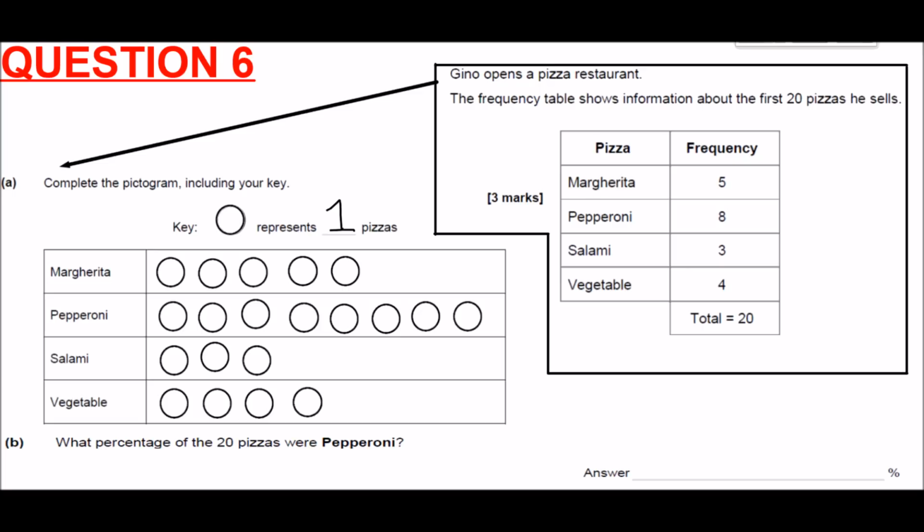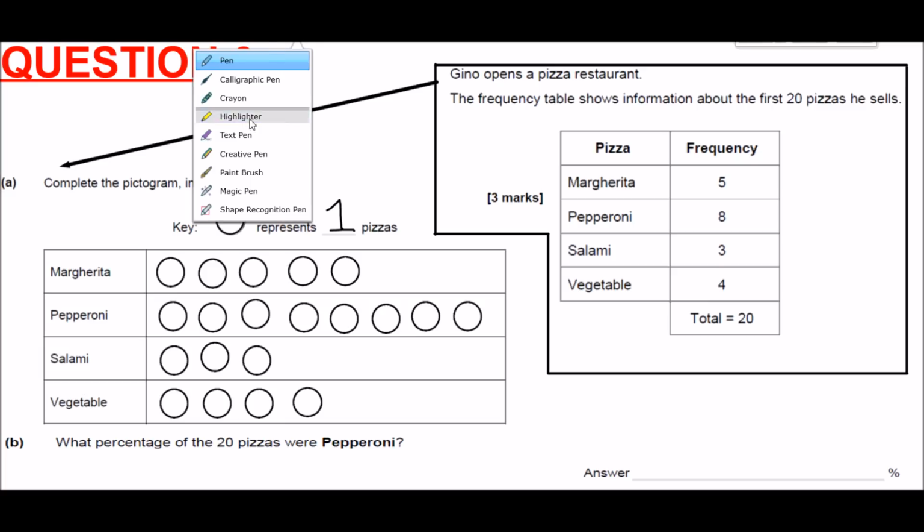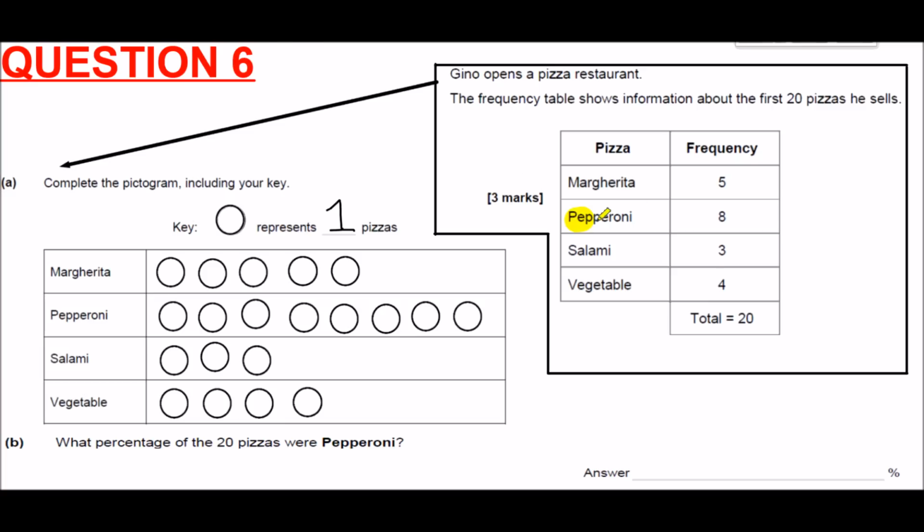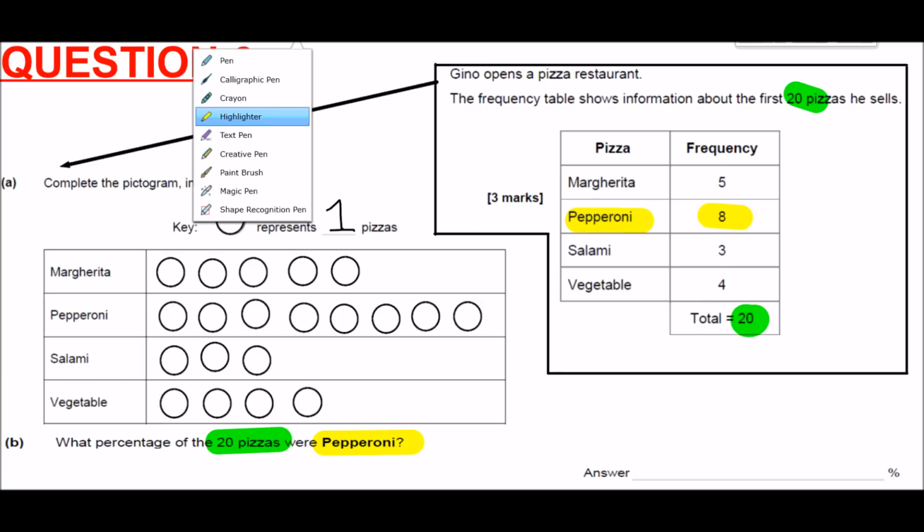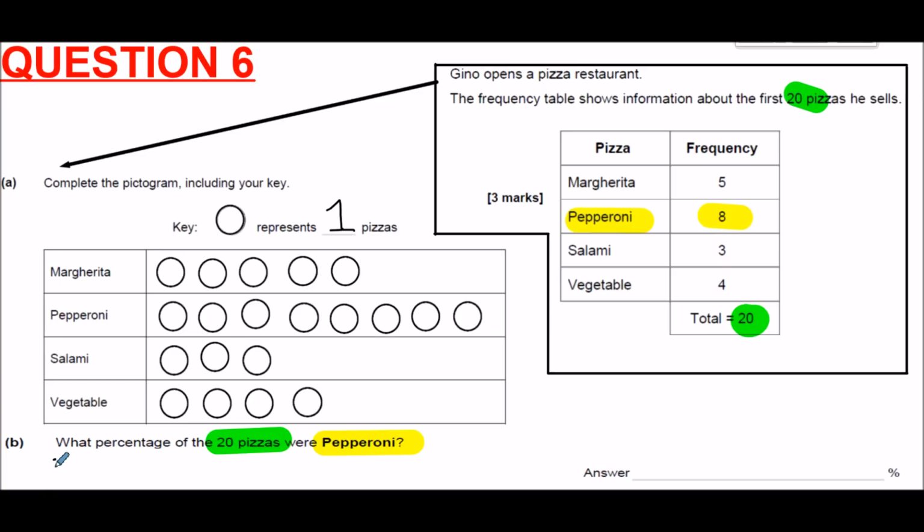Part B, it asks us what percentage of the 20 pizzas were pepperoni. And so pepperoni, we've got 8 pizzas. And as the question says, there's 20 pizzas in total, which it does say as well here. So based on that, we can say that 8 out of 20 were pepperoni.